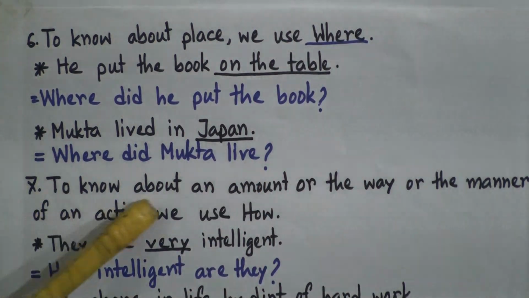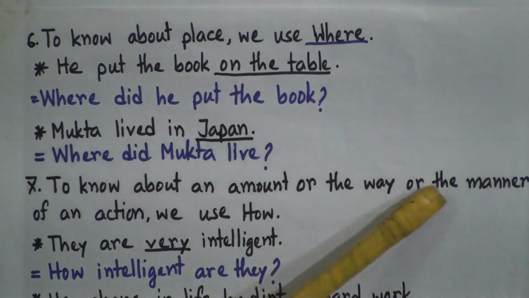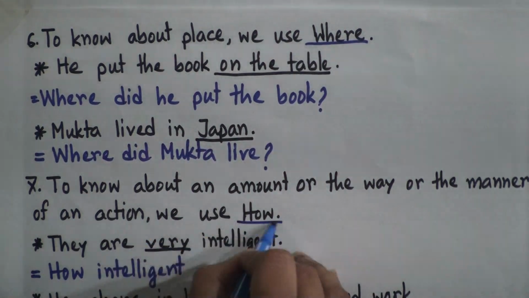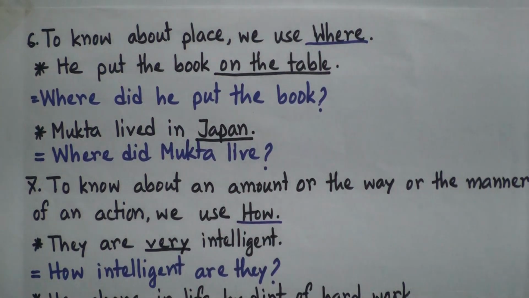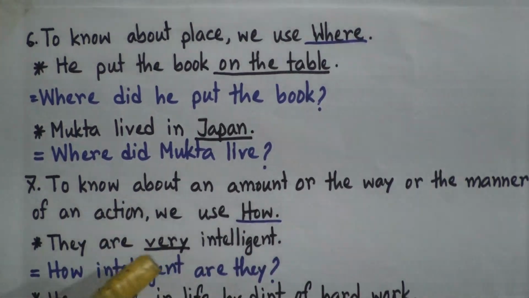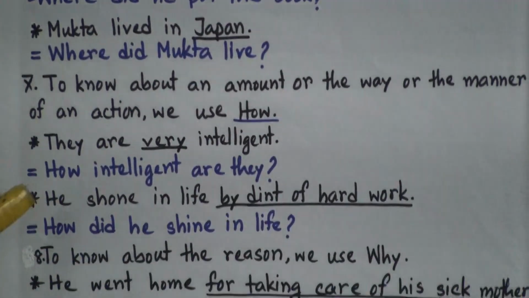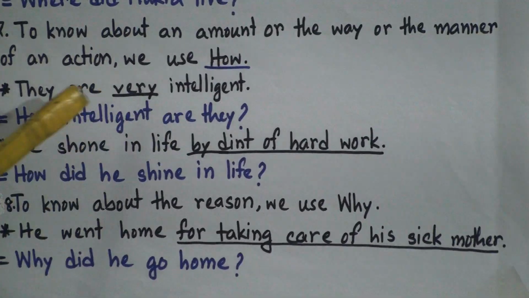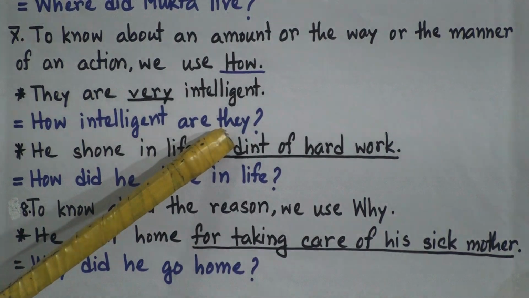Now number 7, to know about an amount or the way or the manner of an action, we use how. So this is our WH question. We use how if you want to know about the manner or the way or the amount of something. Now look at this example. They are very intelligent. So we will start our question with how. How intelligent? Now the auxiliary verb are, then the subject they.